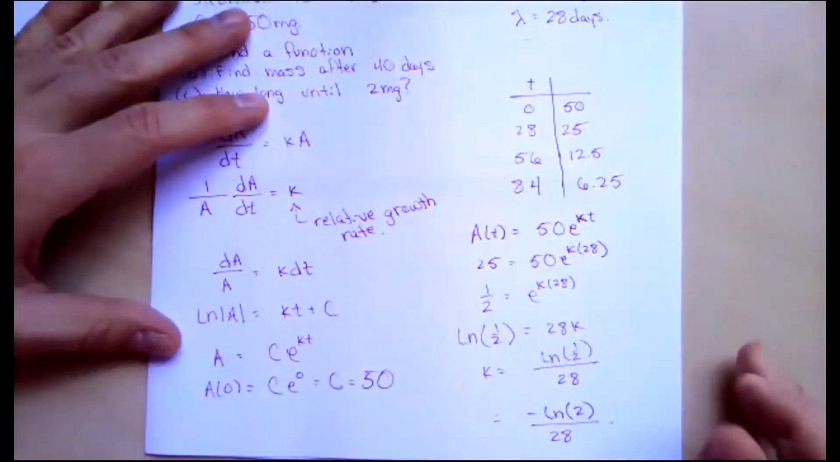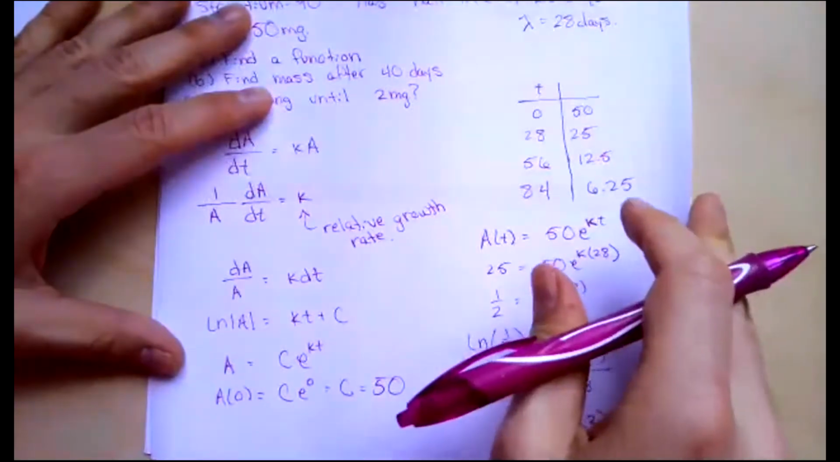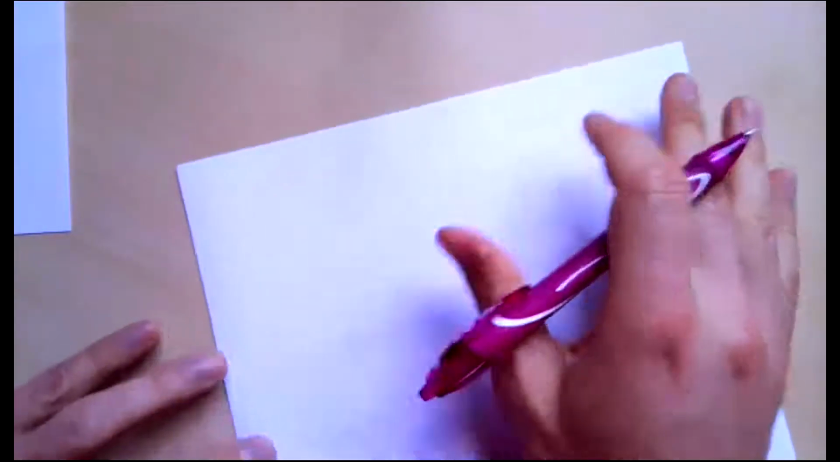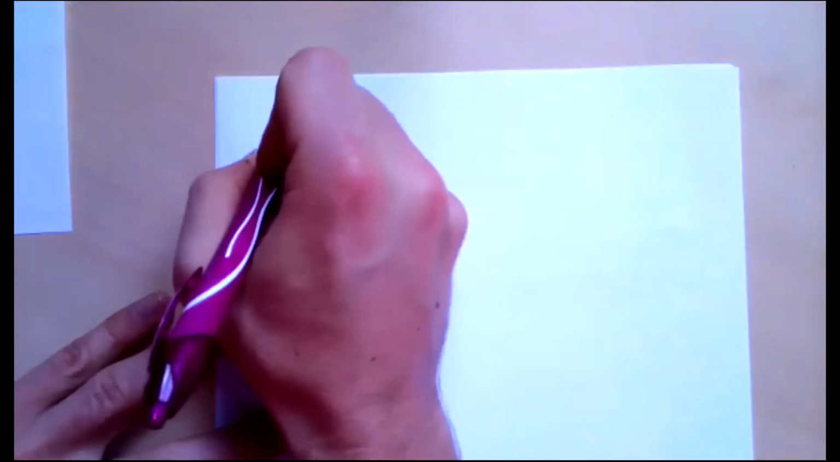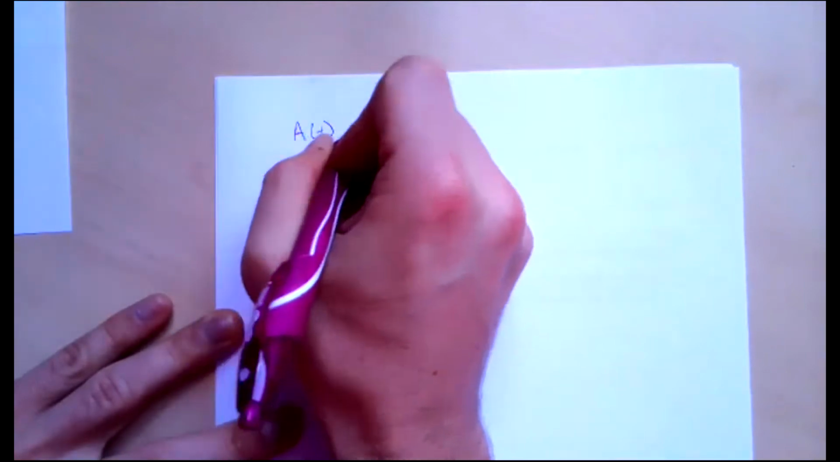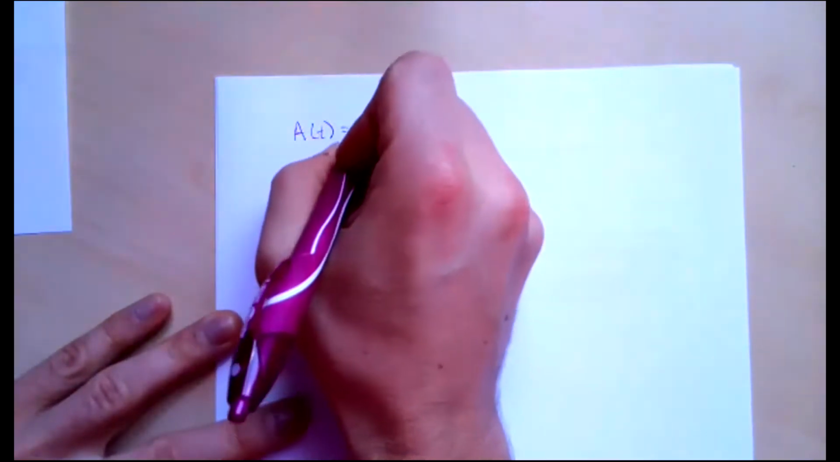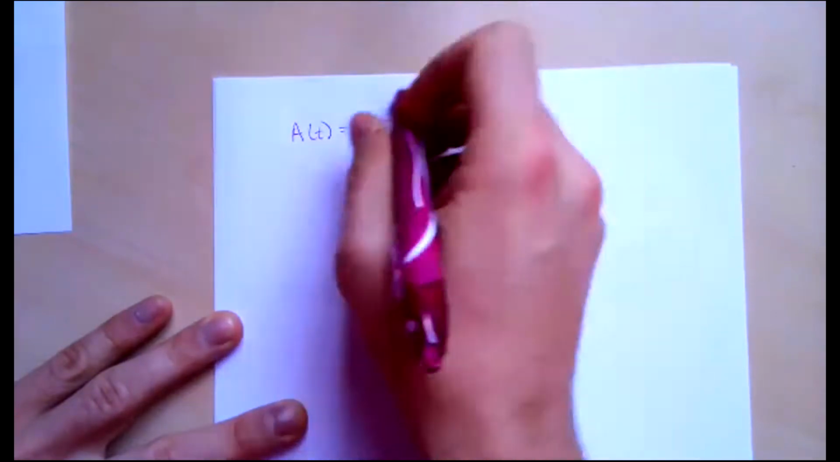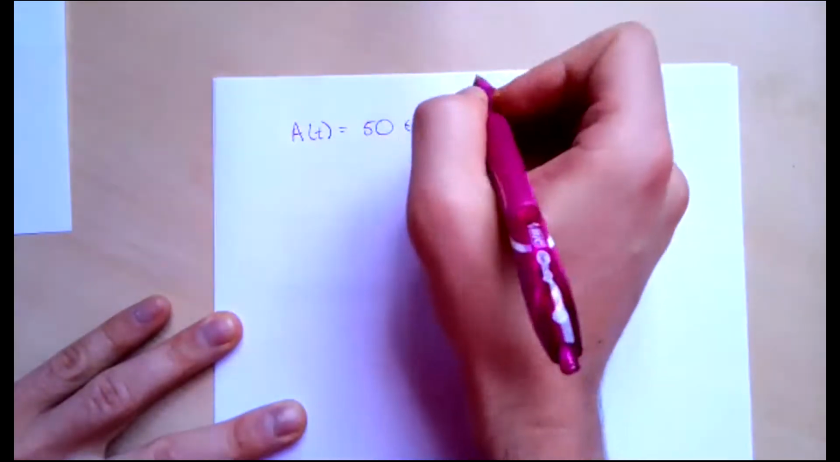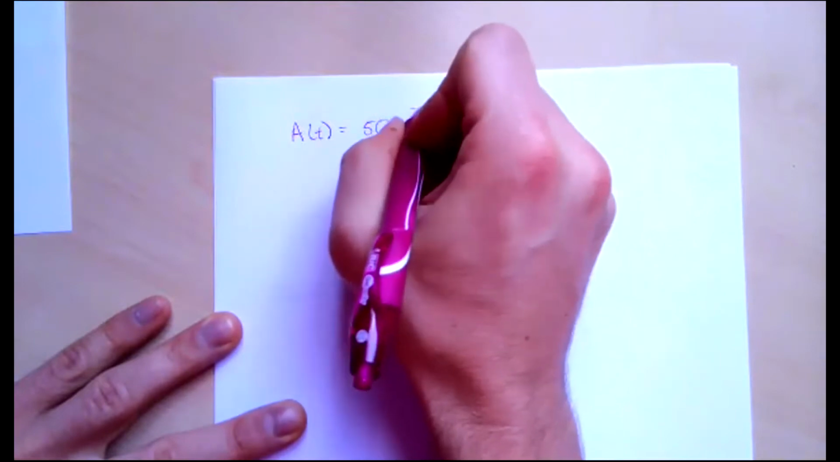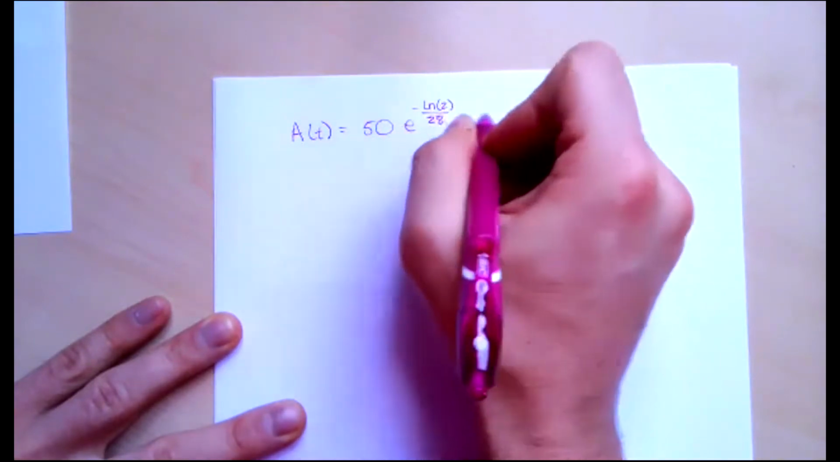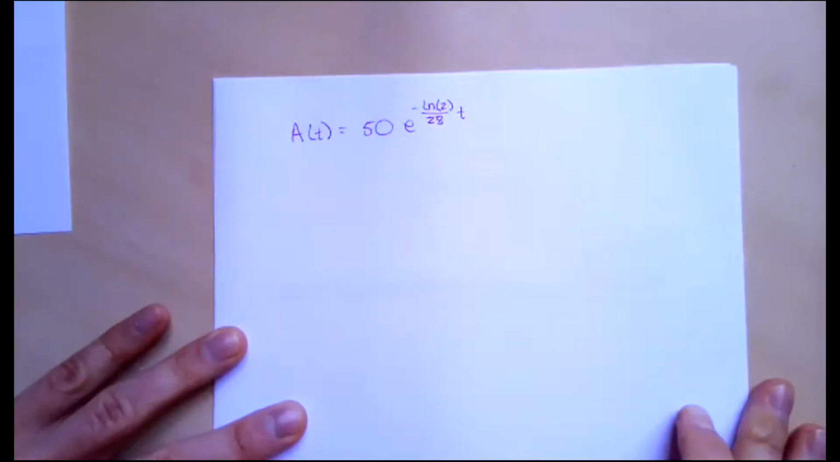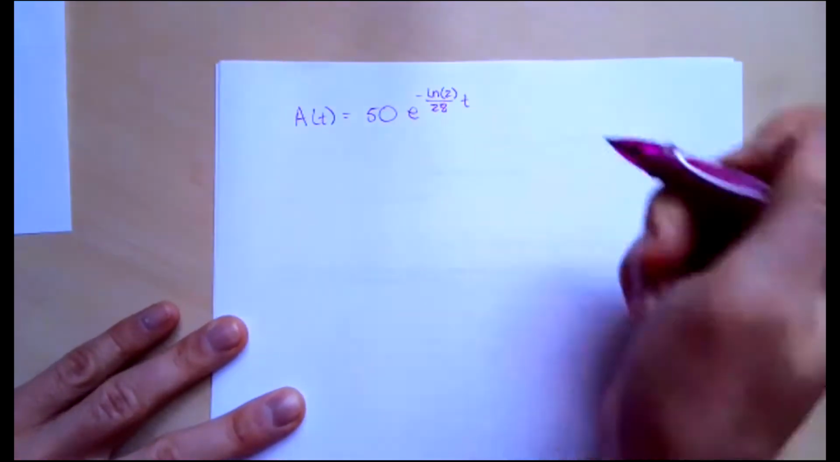Sometimes it's easier to write just the natural log of 2 without having that fraction in there. And actually, we may want the 1/2 in here. So one thing I like to do for half-life problems is manipulate how it looks. So you solve your problem, and you get 50 e to the k now is negative natural log of 2 over 28 times t. Good model. That answers question A.